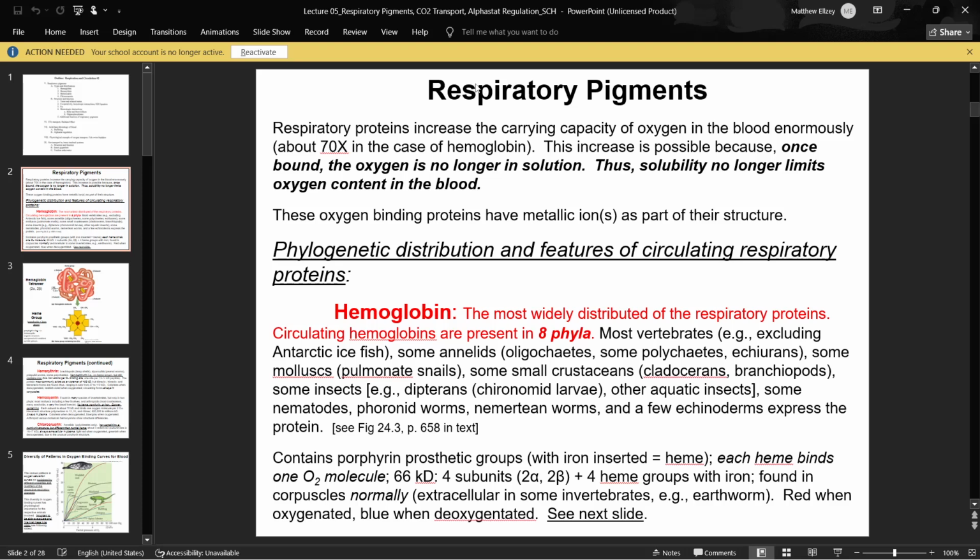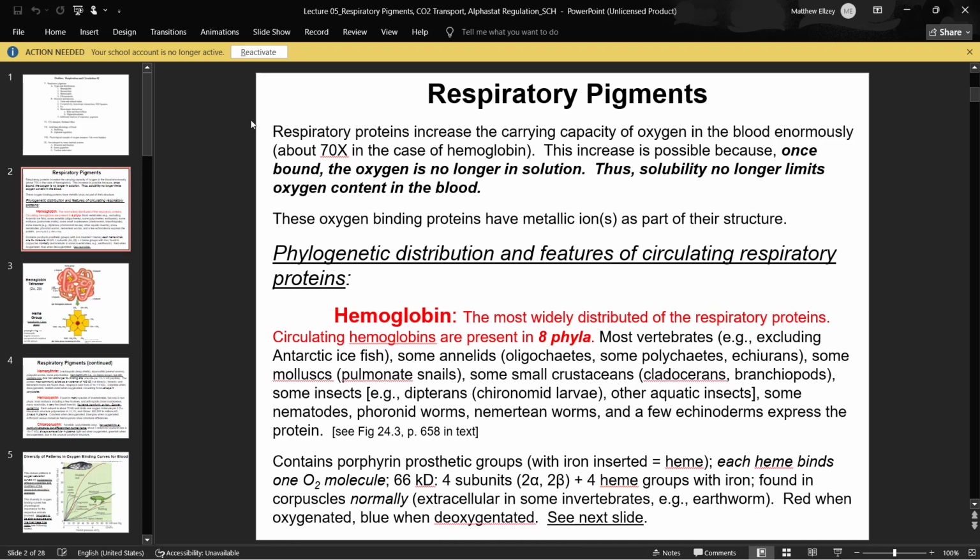All right, so respiratory pigments. What are these respiratory proteins? They're essential for increasing the carrying capacity of oxygen in the blood, and they do this by binding to oxygen. Because once oxygen is bound to these pigments, it's no longer in solution, so the solubility does not limit the oxygen content of the blood.